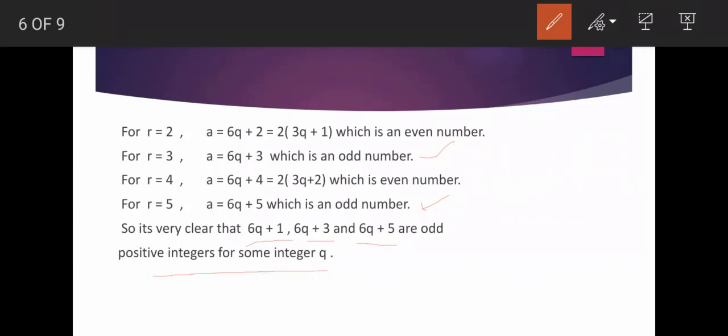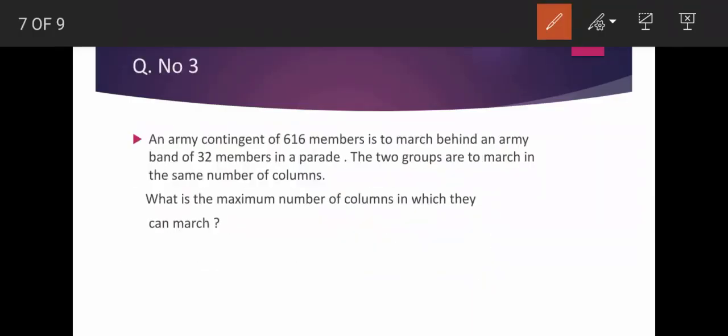Now, in the example questions of this exercise, two questions of this type are available. In these two questions also, this format only we shall have to apply for getting the required answer. Now coming to question number 3 of this exercise, what is said here?